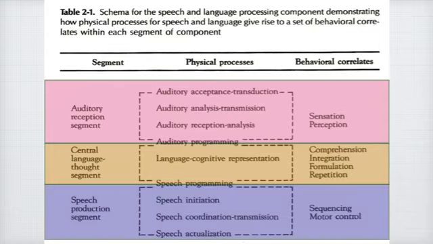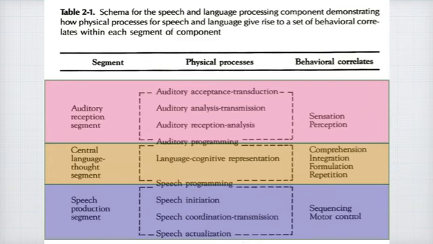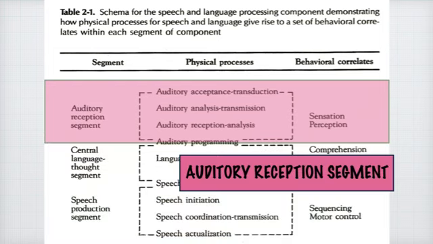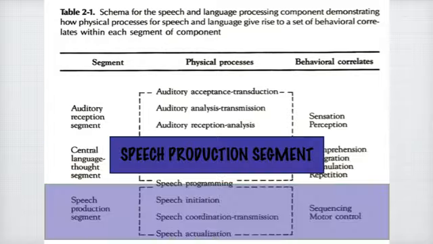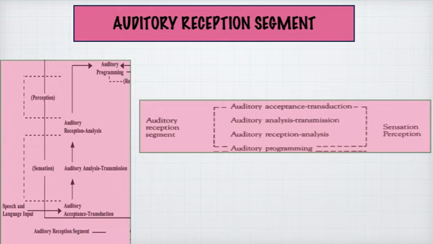Okay, look at these. This is the table. These can be found in the reference I gave you. We just organized it by color so that it's clearer. So, first is the auditory reception segment. As you can see, I cropped it. It starts with auditory acceptance transduction, to auditory analysis transmission, reception analysis, and then to auditory programming.